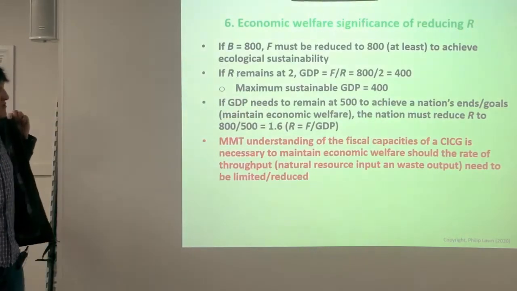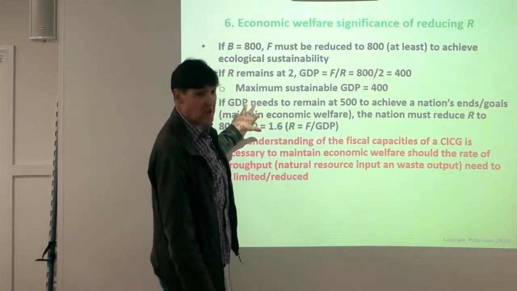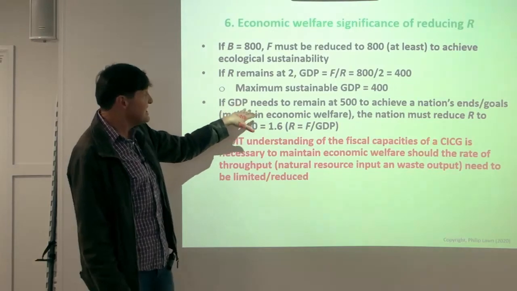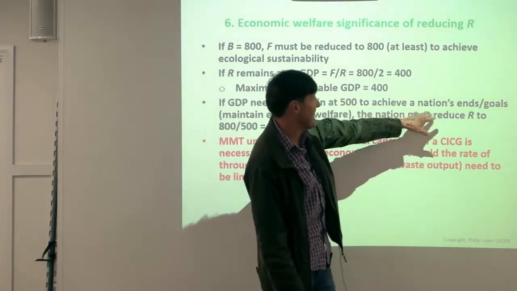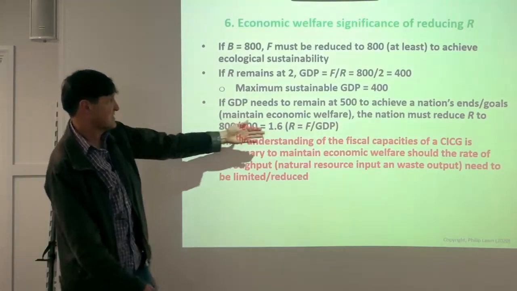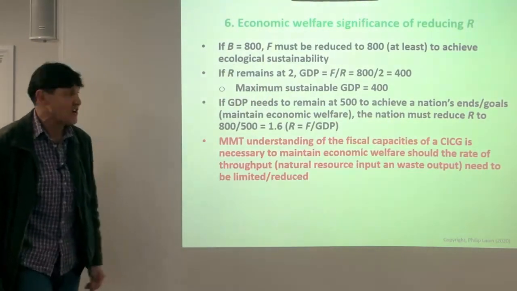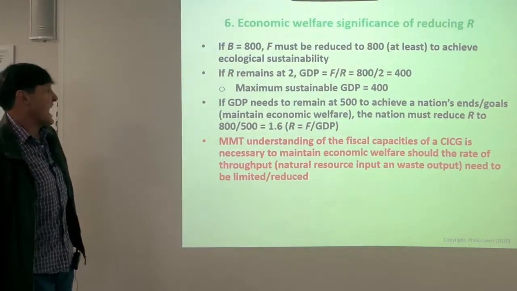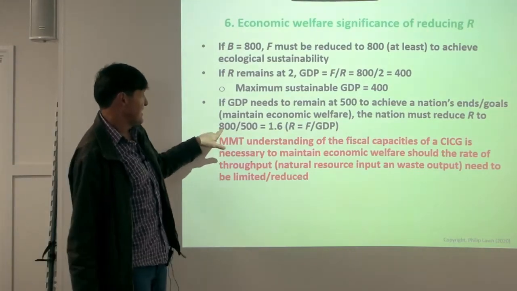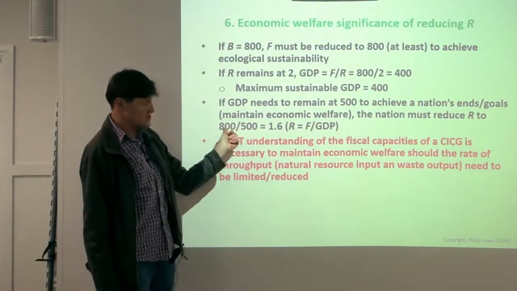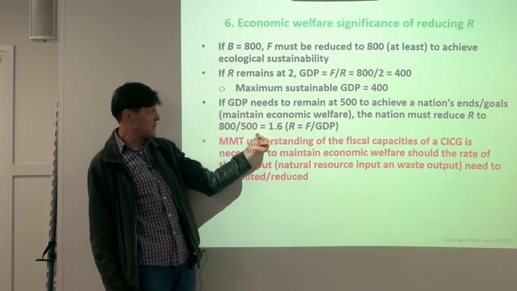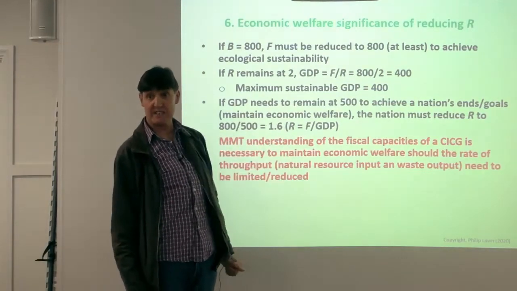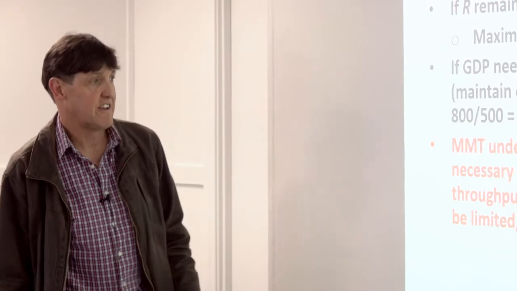So if GDP needs to remain at, and I did say that GDP is not an end in itself, but it's a means to an end, but let's just assume that GDP needs to remain at around 500 to achieve a nation's goals. So I'm still describing it as a means to various ends and goals. In other words, to maintain economic welfare, the nation must reduce R to 800 divided by 500. So that's what it's got to reduce its footprint to. If it's got to maintain GDP at 500, it's got to reduce its resource intensity of economic activity from 2 to 1.6.